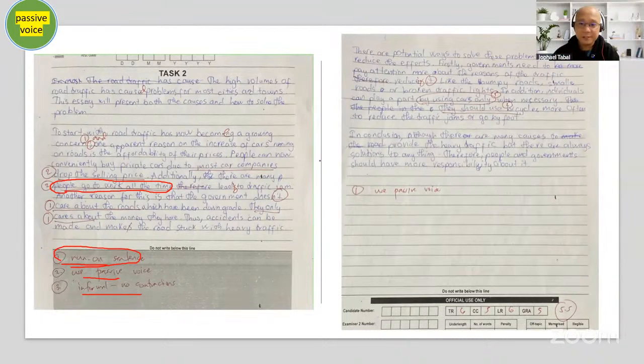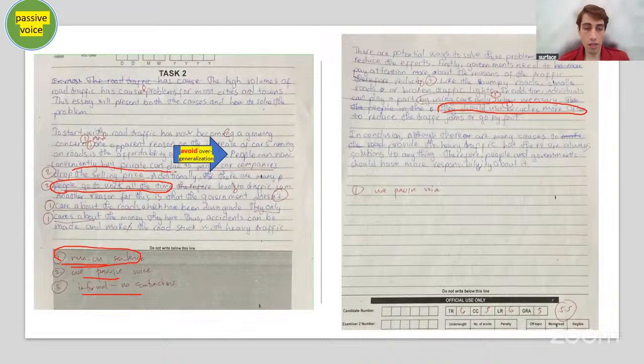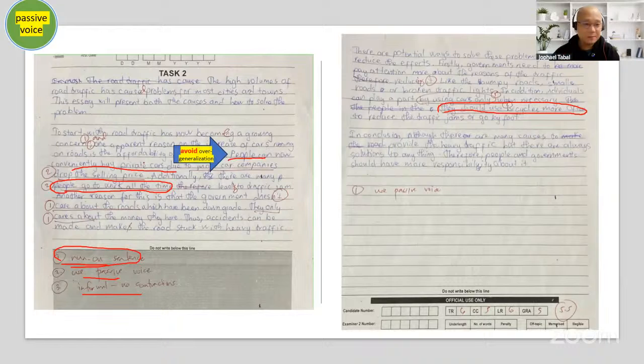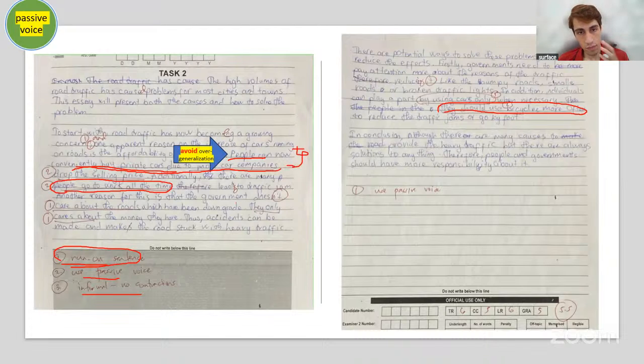So for example, here, they should use bicycles more often. This is active voice. A lot of active voice is used here. Again, the main purpose of passive voice is to avoid overgeneralization and avoid repetition. Here, people can now conveniently buy private cars due to etc. etc. So this is overgeneralization. This must be changed to passive voice.